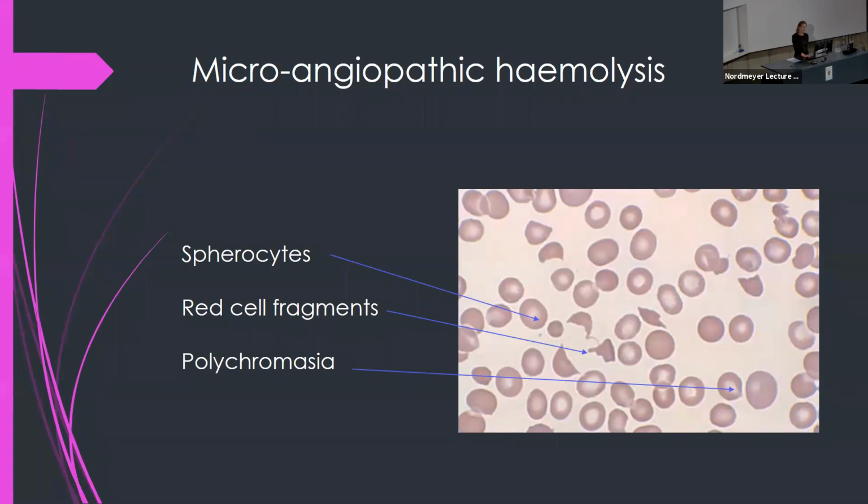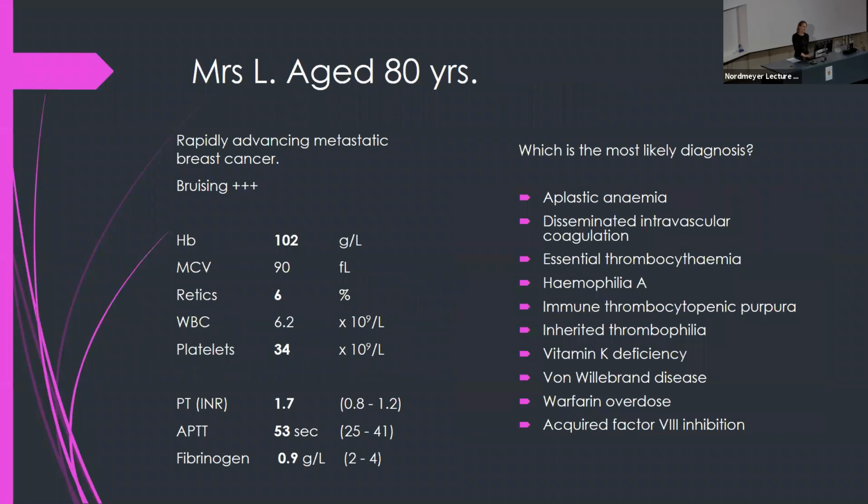And if you get lots of red cell fragments in that setting, in something that you know causes DIC, and you've got all the features, thrombocytopenia, the abnormal clotting, I think that is by far, of those choices, the most likely.